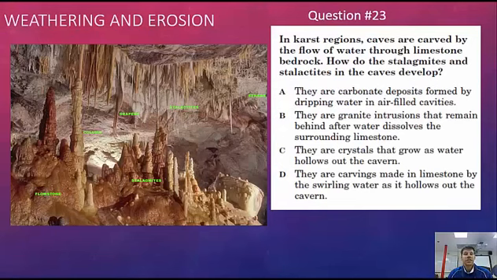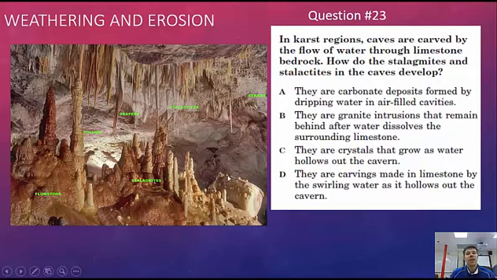In karst regions, caves are carved by the flow of water through limestone bedrock. How do these stalagmites and stalactites in the caves develop? Remember, stalactites are coming from the ceiling. They've got a C for ceiling in them, and they're working their way downward. Stalagmites, I wish I remembered stalagmites. They might reach the ceiling someday because they're trying to go higher.